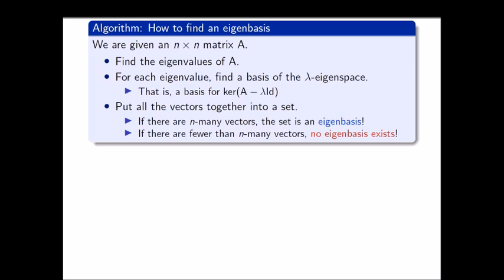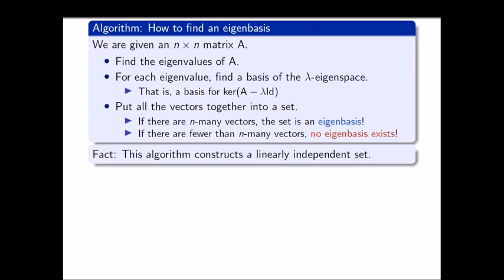We do it for each lambda, and then we get a collection of these bases for the kernel of these matrices. So we take all of these vectors from all of these bases and put them together in a single set. Now, if there are exactly n vectors in that set, it has to be an eigenbasis. And if there are fewer than n vectors, then no eigenbasis exists for the matrix A. This algorithm constructs a linearly independent set, and this is what actually makes this work.